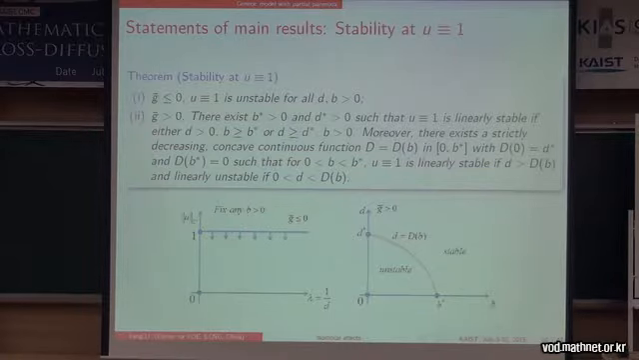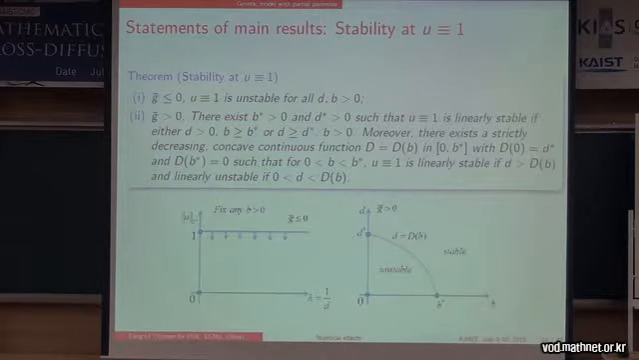Okay, so when G bar is positive, the situation is a little bit different. We found there exists a curve. This curve is concave. There exists a concave curve. Below this curve, U equals 1 is unstable. And above this curve, U equals 1 is stable.